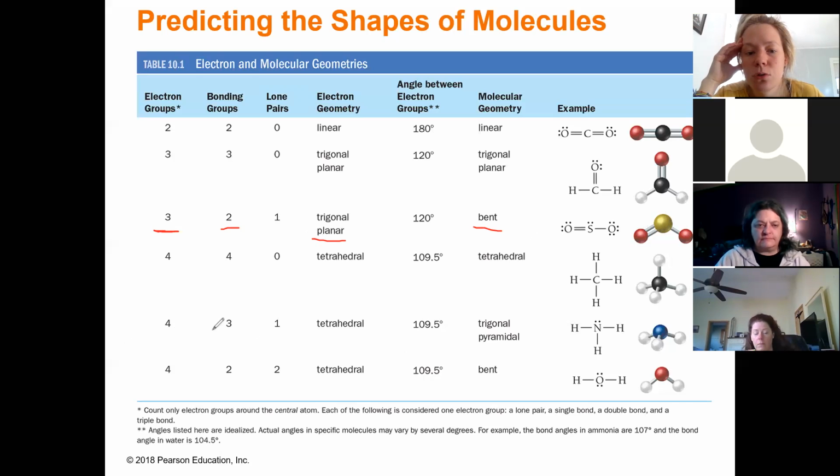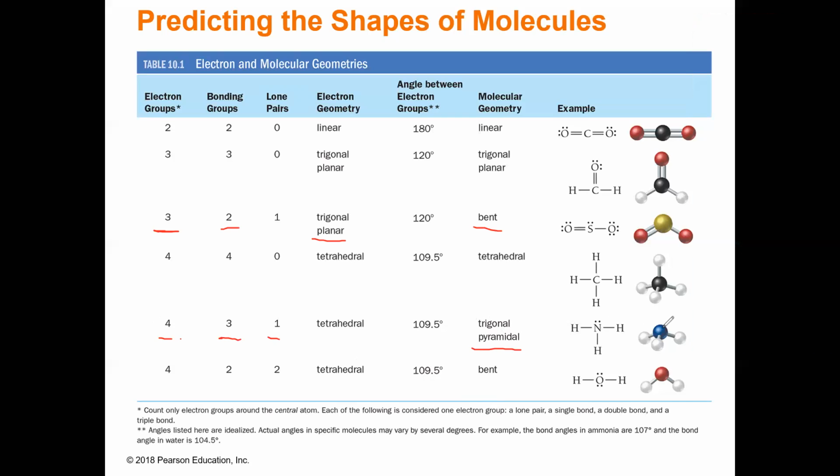If we go to this one here, you have 4 electron groups. That's your tetrahedral. So think of your 3-dimensional tetrahedral pyramid, but only 3 of them are bonded. Rip off the top atom. What are you left with? That trigonal pyramidal shape.